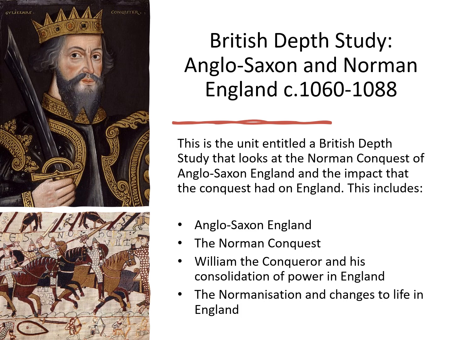After studying the Cold War, we go back in time again for our British depth study, where we study Anglo-Saxon and Norman England from 1060 to 1088. This course looks at the Norman conquest of Anglo-Saxon England and the huge impact that conquest has had on England. We start by looking at Anglo-Saxon England, and then we move on to the Norman conquest, where we look at the most famous battle in British history, the Battle of Hastings. After that, we move on to William the Conqueror and his consolidation of power in England, finally looking at the Normanisation and changes to life in England that the Norman conquest caused.